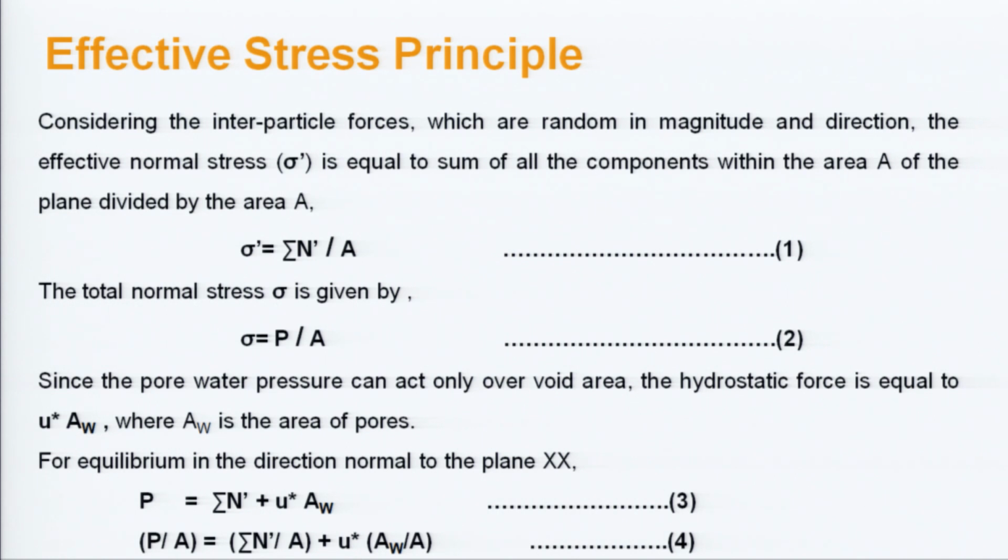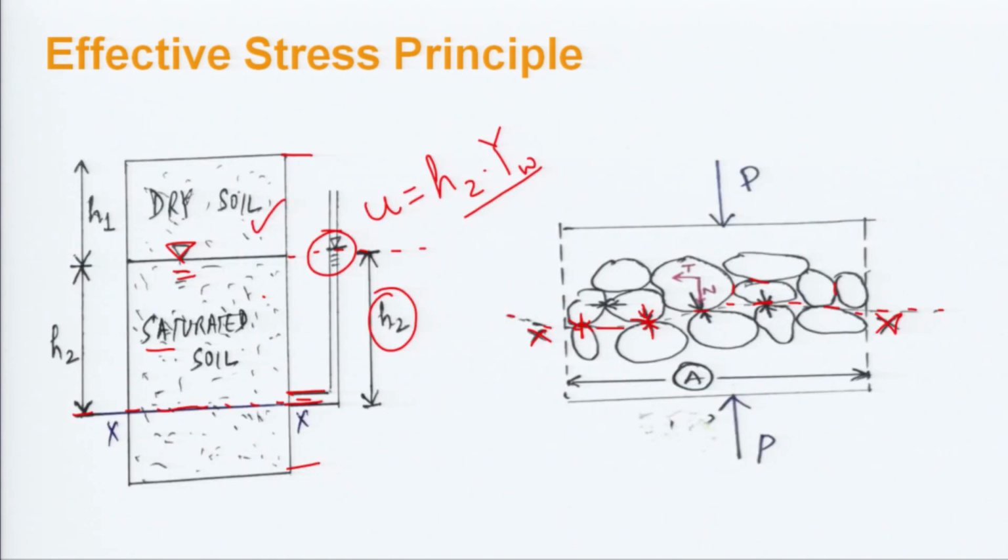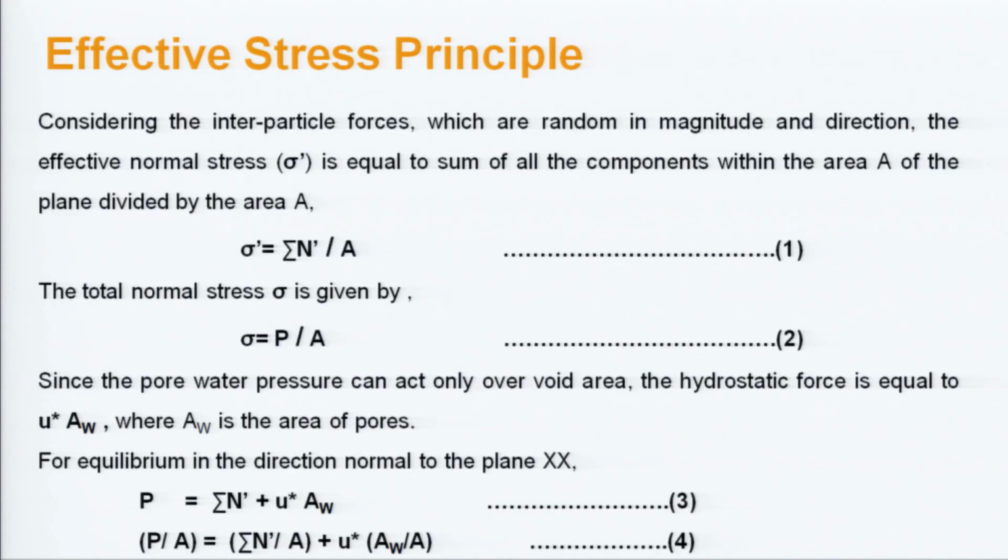Now, considering the interparticle forces that we have seen in the last diagram, which are random in magnitude and direction. See here that this is in some direction and this might be in some direction. So, these are very random in direction. Let us say this is the tangential T and this is the normal N. So, we are considering these forces which act in a random manner, random in magnitude and direction.